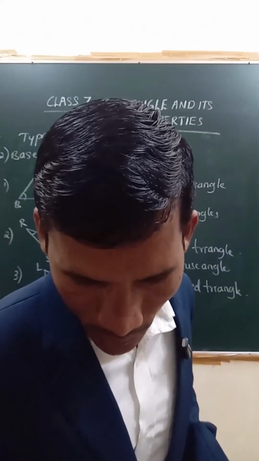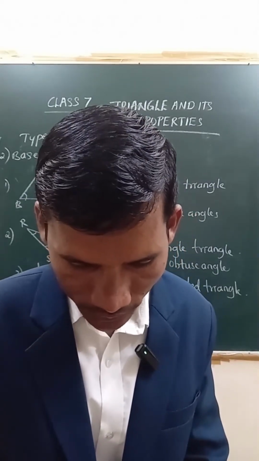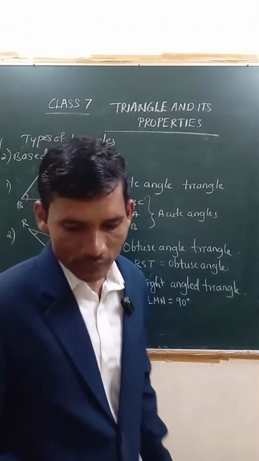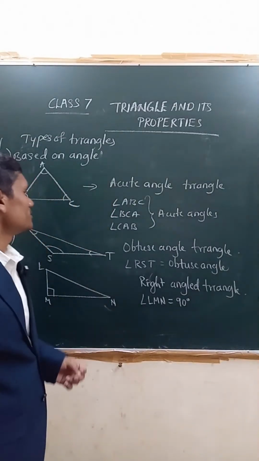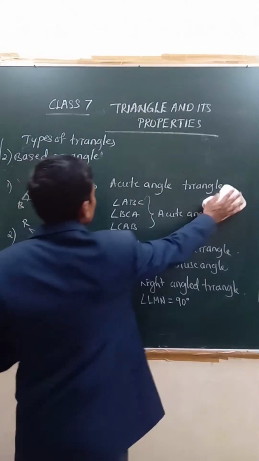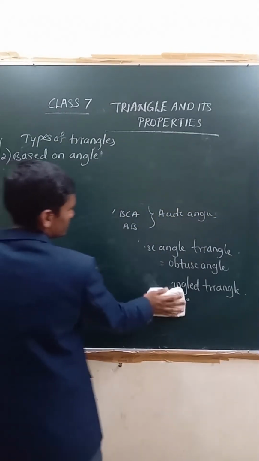Now next, coming to, just a minute. Okay. These are the types of triangles, right? Next, coming to properties of triangles.